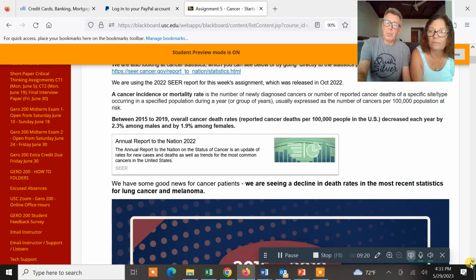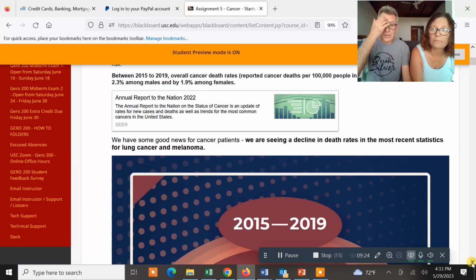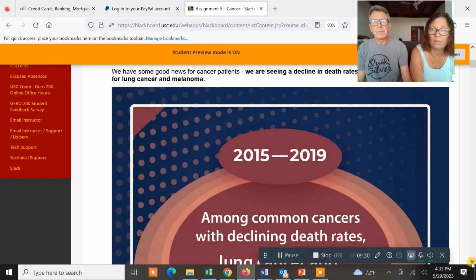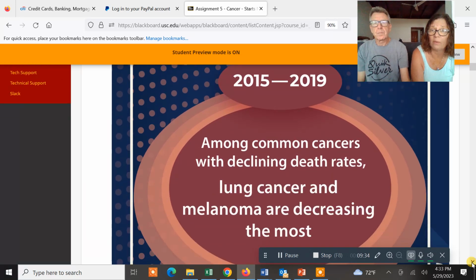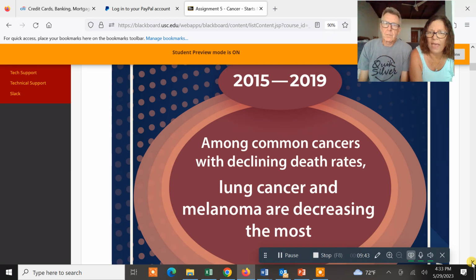And he was a cigarette smoker for most of his life, and there are chemicals in cigarettes that, go figure, cause mutations in your DNA. He was a heavy smoker. He was overweight. He grew up in a rural area on a farm and had chemical exposure, probably chemicals in well water. So he had a lot of factors. So we're looking at this big decrease in lung cancer and melanoma, and that is the good news in this data set, looking at 2015 to 2019.